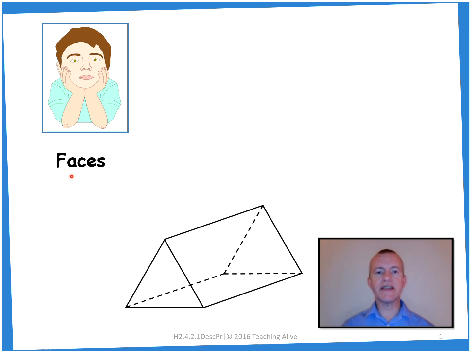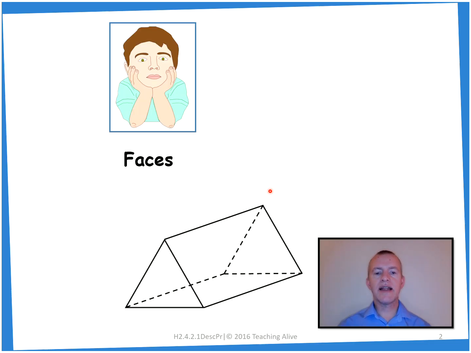Let's start with faces in prisms, and we can touch our face to help us remember faces. A face on a 3D shape is basically a flat surface. So for this triangular prism, we have 1, 2, 3, 4, 5 flat surfaces, so 5 faces. Let's mention a face that will help us with our patterns.